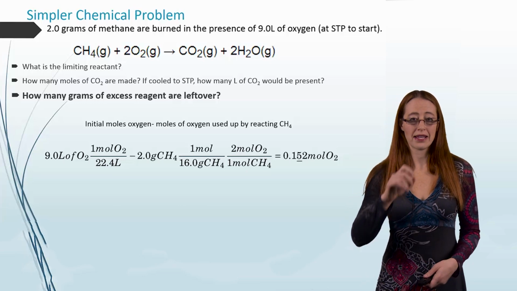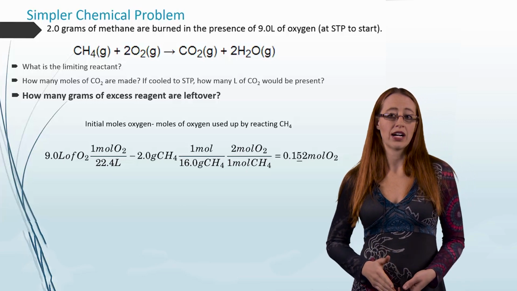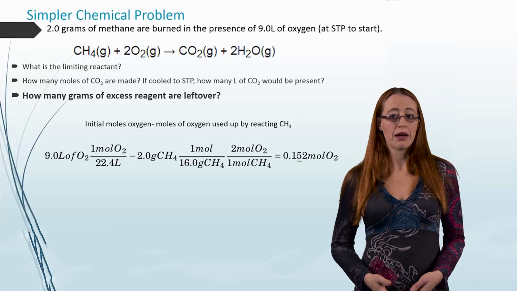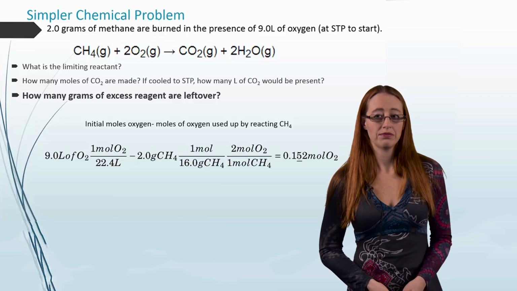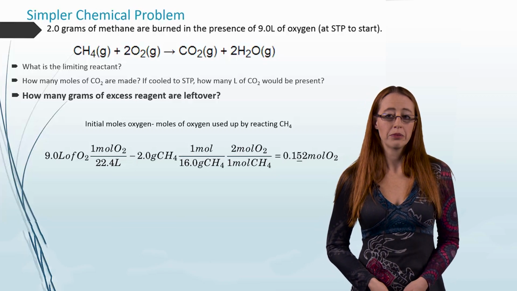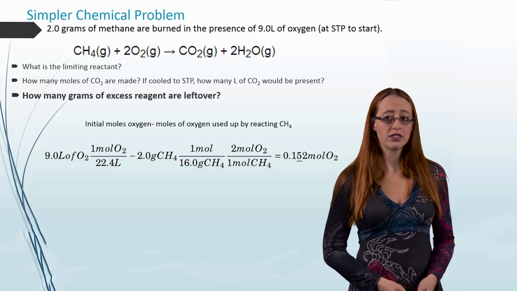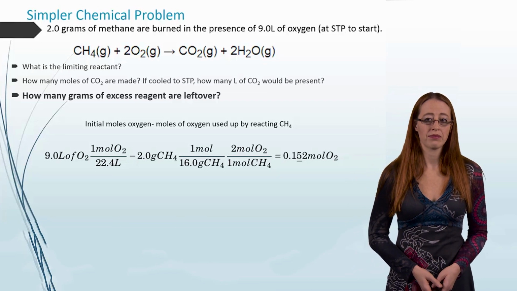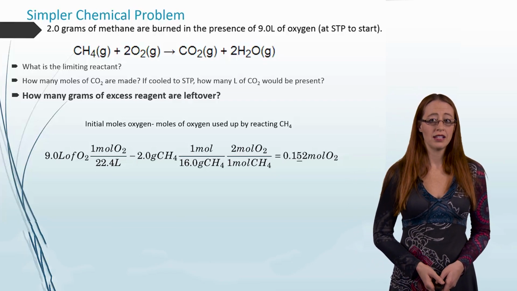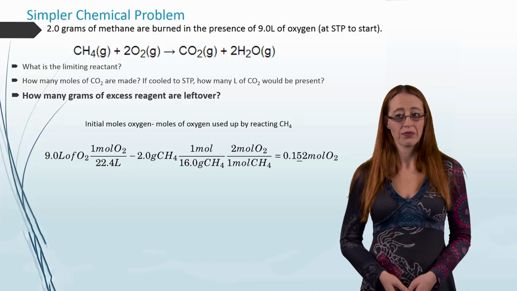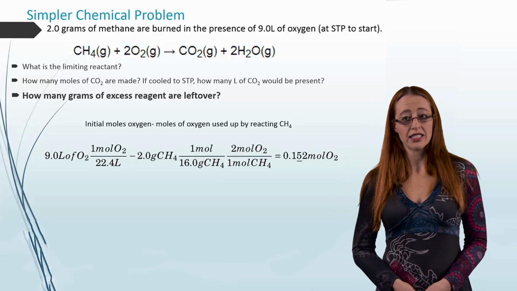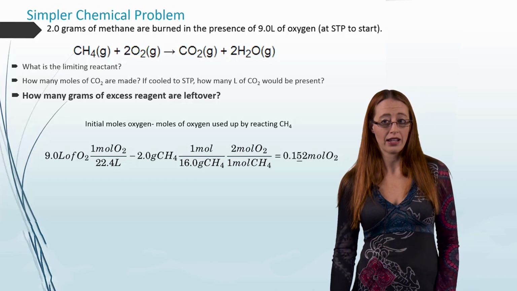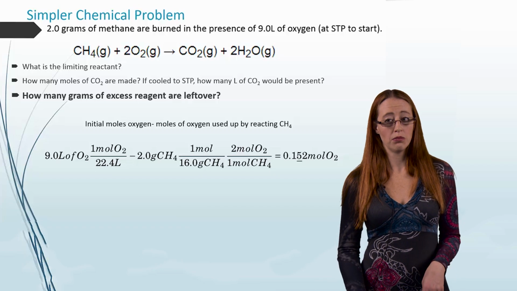Walking through this step by step, we have our 9 liters of oxygen. We need to know how many moles that is, so we divide that by 22.4 to get our moles of oxygen. From here, we subtract off our amount that's used up by the methane. Walking through that step by step, the 2 grams of methane tells us how many methanes we started with. We divided by the 16 to get to moles of methane. And then we use the mole ratio of oxygen to methane to get to our moles of oxygen.